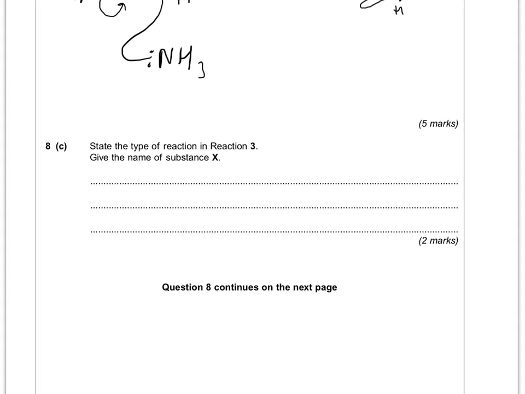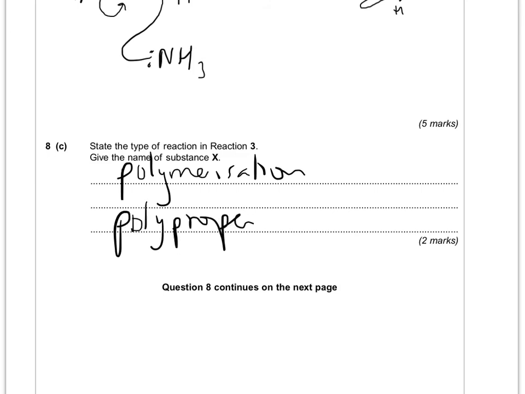Next question, state the type of reaction in reaction 3. So this is polymerization. And you're polymerizing propene, so your polymer is called polypropene. A lot of people not getting that, and probably one of the easiest questions in the exam. Perhaps you're just used to the harder ones.